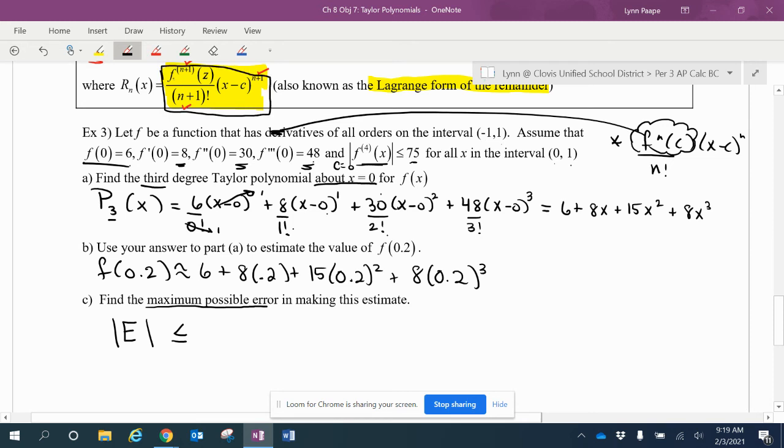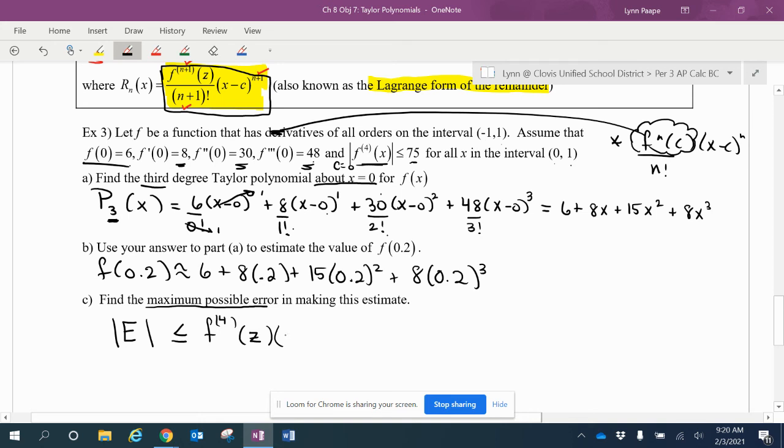So the f of n plus 1, right? N plus 1. So our n was 3, right? Because we went out to the third derivative. So that would be f of 3 plus 1, so the fourth derivative. And then z, right? We don't know what that is. And then x minus c.